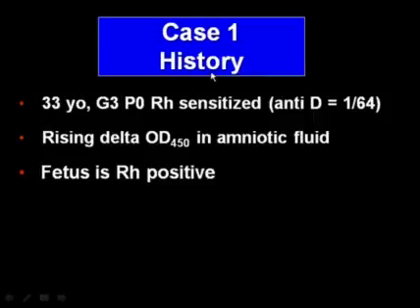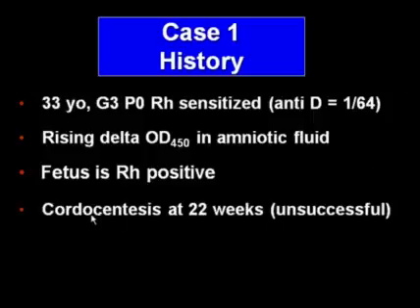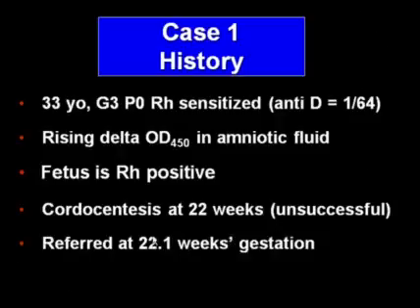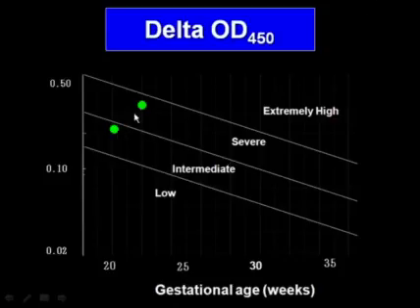This is case number 1. The patient was a 33-year-old, gravida 3, with an anti-D of 1/64, and she had an increased delta OD 450 in the amniotic fluid. The fetus was Rh positive, and she underwent a cordocentesis at 22 weeks, but this was unsuccessful. The patient was referred to our group at 22 weeks and 1 day, and this was the delta OD 450 that had been done previously by another group.